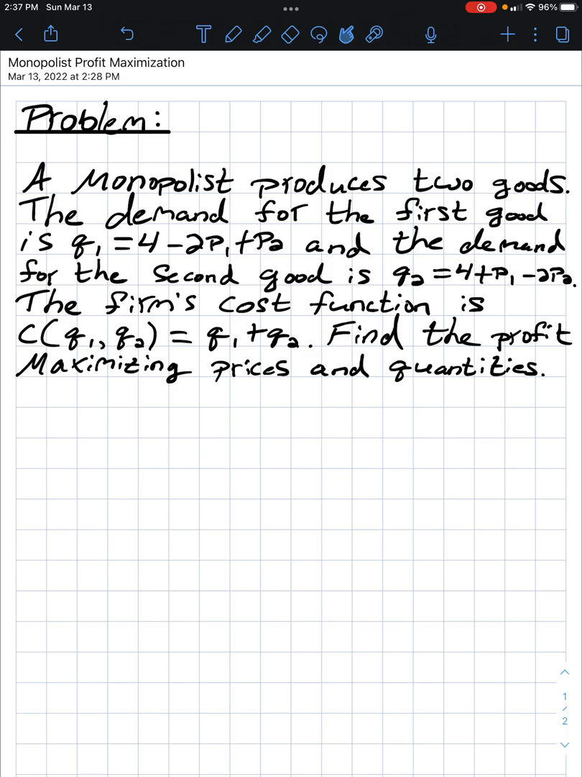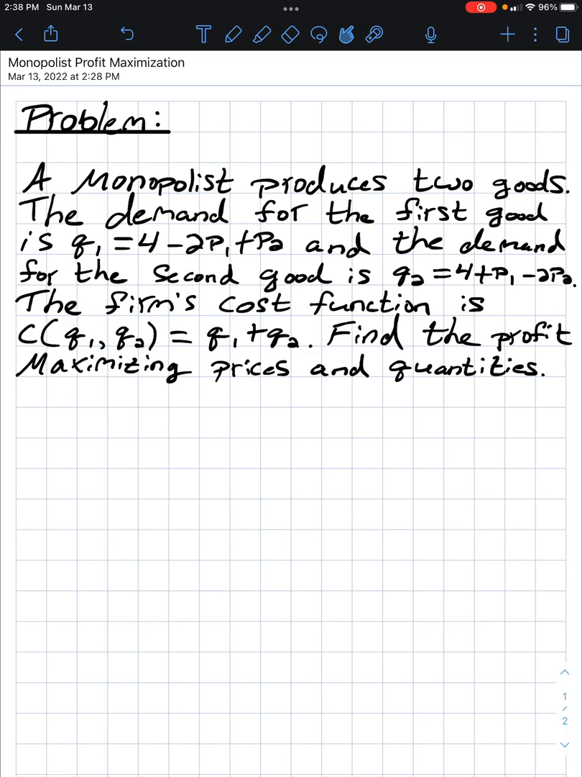Today, we'll be working on a monopolist profit maximization problem. The problem: a monopolist produces two goods. The demand for the first good is Q1 equals 4 minus 2P1 plus P2, and the demand for the second good is Q2 equals 4 plus P1 minus 2P2. The firm's cost function is C(Q1, Q2) equals Q1 plus Q2. Find the profit maximizing prices and quantities.